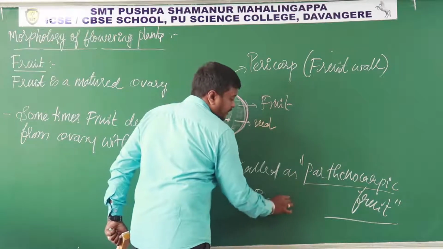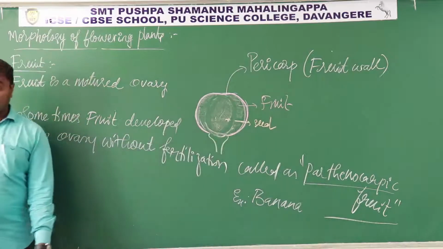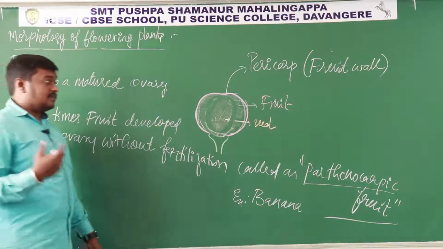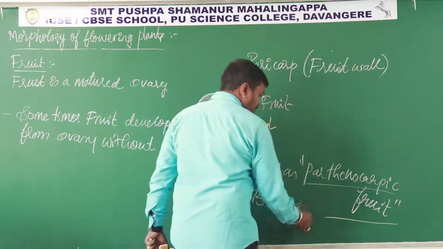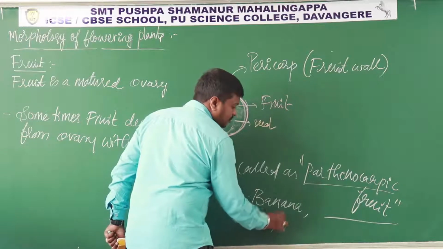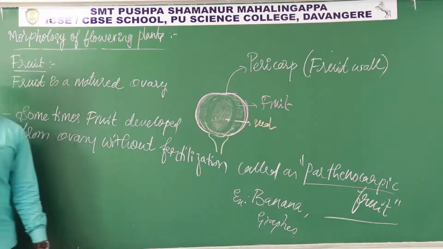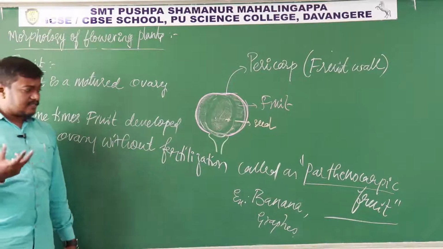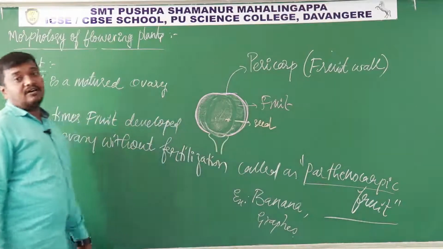Most bananas, of course a few bananas produce seeds, but most of them do not produce seeds. Without seed, the fruit develops, as in the case of banana, and it is artificially induced in the case of grapes. Seedless grapes are produced as parthenocarpic fruits.